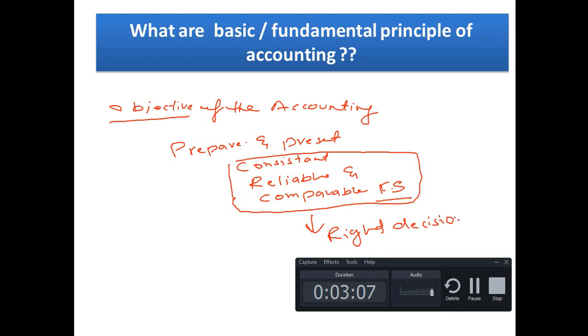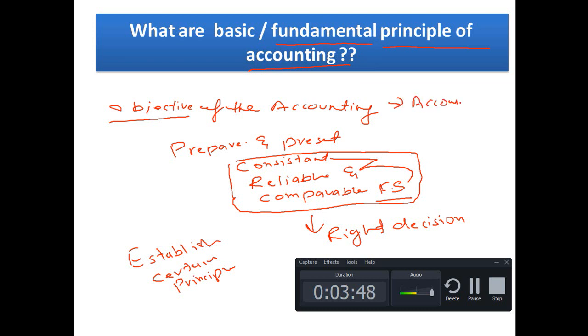To ensure that the financial statements or the books of accounting records contain these qualities, the accounting board has established certain principles. These principles are called the fundamental principles of accounting, which are used all around the world by accountants while preparing their books of account. Any new rules and regulations are prepared on the basis of these fundamental principles.